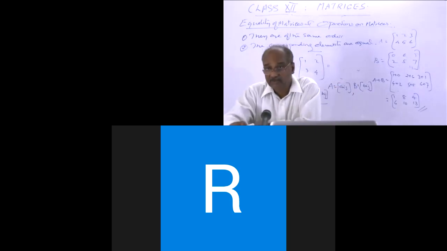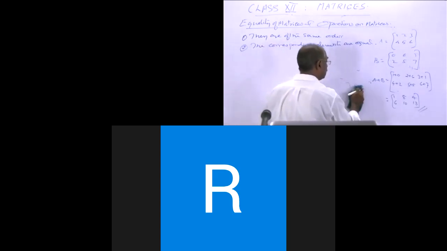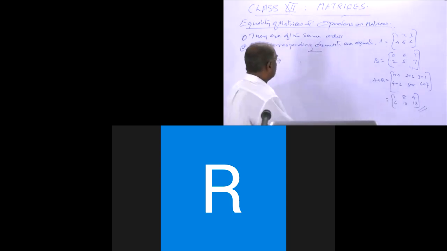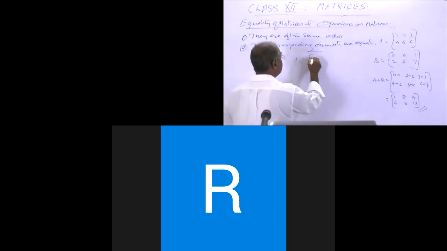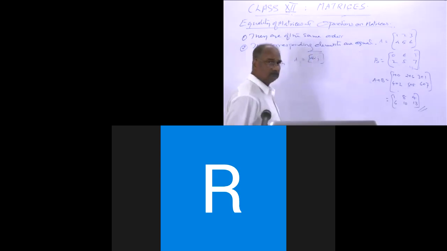Now there comes another term, scalar multiplication of a matrix. Before we define the subtraction, we need the scalar multiplication. That means multiplying a matrix with a constant, a scalar. So suppose this A is a matrix, of the form Aij of any order.